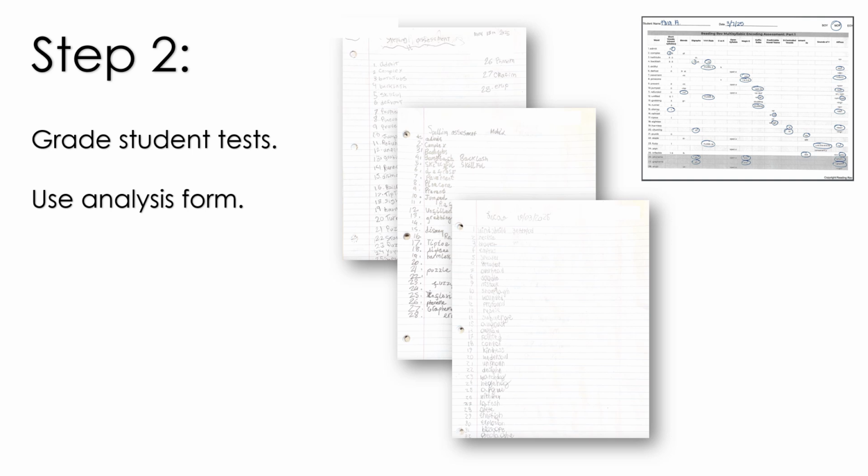Step two is you are going to grade your student test and use the analysis form to determine which patterns they missed within that test. You want to use this form for each student. You're just circling the patterns that they missed, and you are going to glean some big ideas from that.